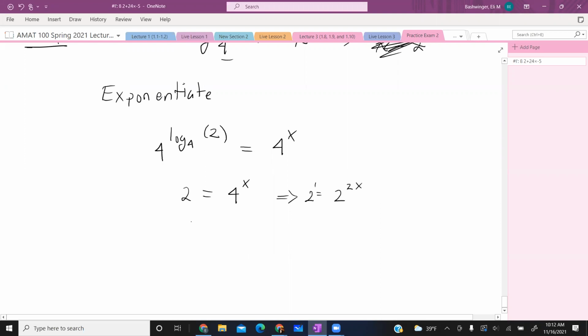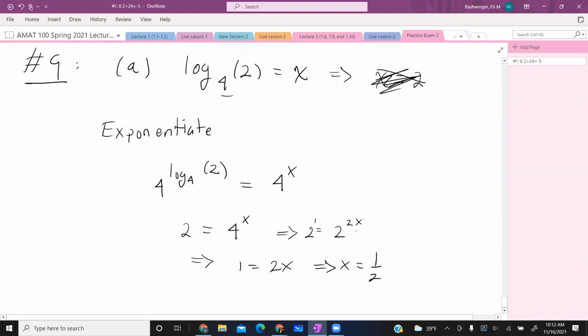And then you use the fact that the function's injective to get 1 is equal to 2x, and that will imply x is 1/2. So the one method is to just exponentiate, take 4 and raise it to this side and this side. The other method is just to use the definition. Log base 4 of 2 is the power you raise 4 to get the number 2. I got it backwards. And that will be 1/2, right?